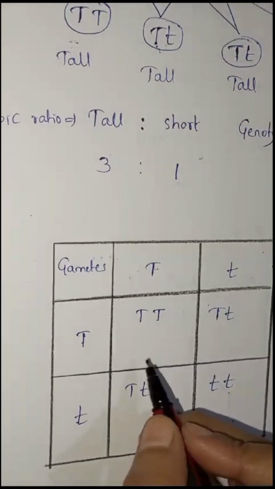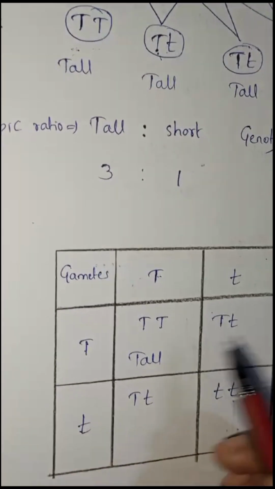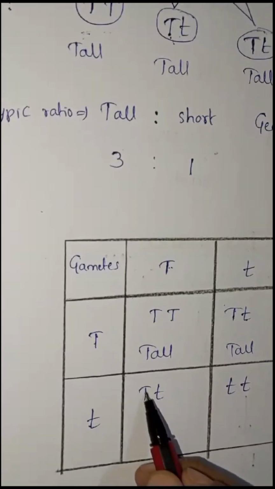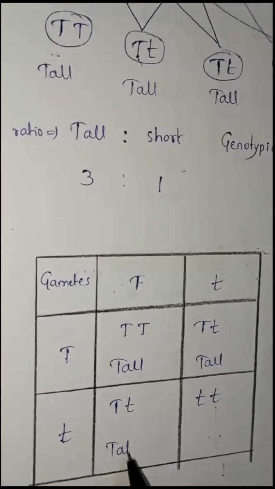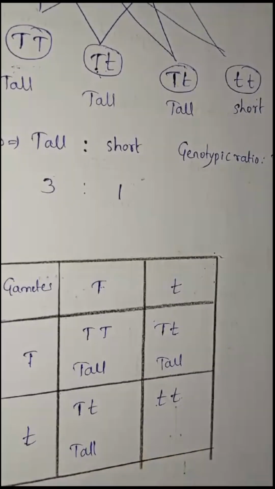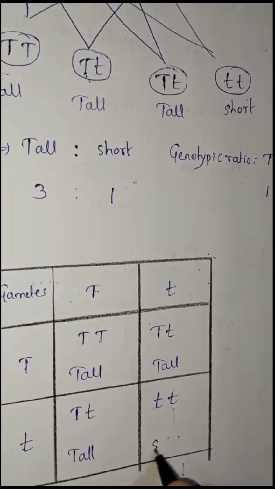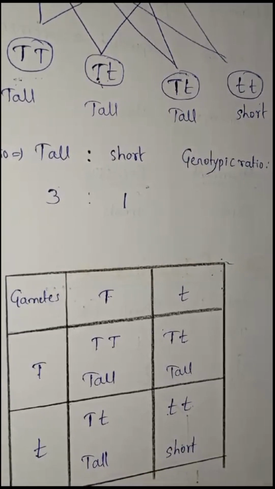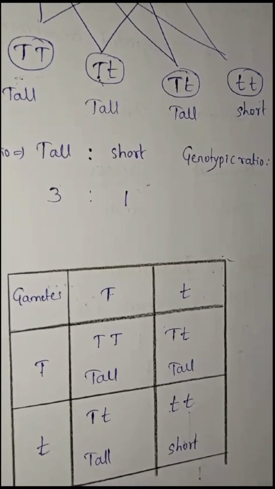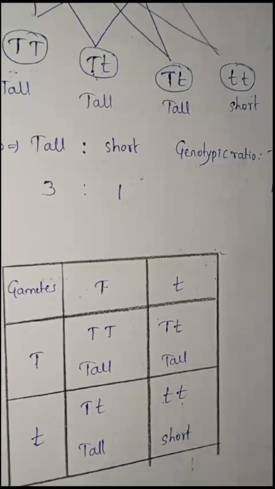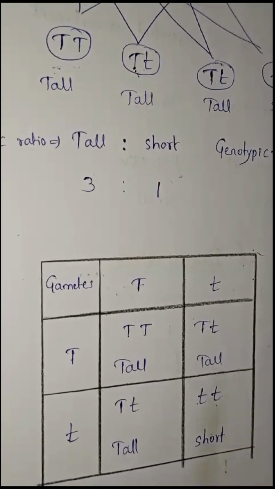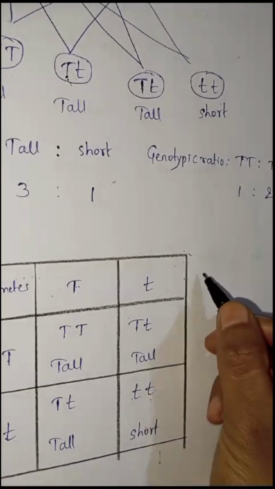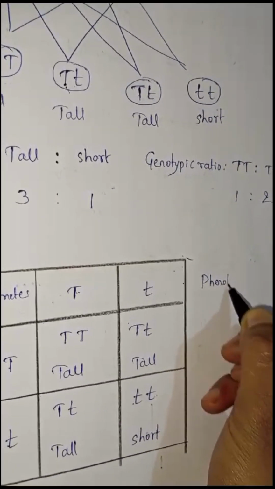Both are capital, so this is the tall character. One is capital and another is small, tall character. One of these is capital, hence again the dominant character, that is tall. Both of these are small letters, so it is the recessive character, that is short. From this also you can analyze the phenotypic ratio and genotypic ratio. In the exam both methods are okay, either the first method or the second method. Here the possible questions are the phenotypic ratio and the genotypic ratio. Apart from this, another possible question is the phenotypic percentage.